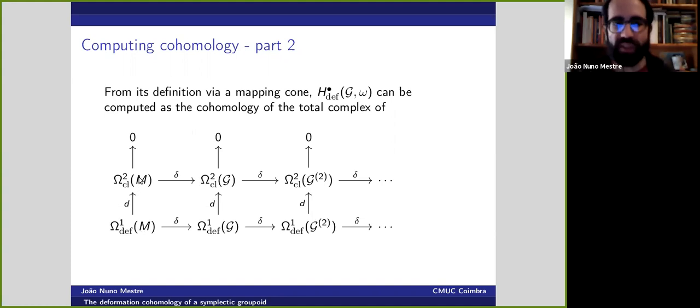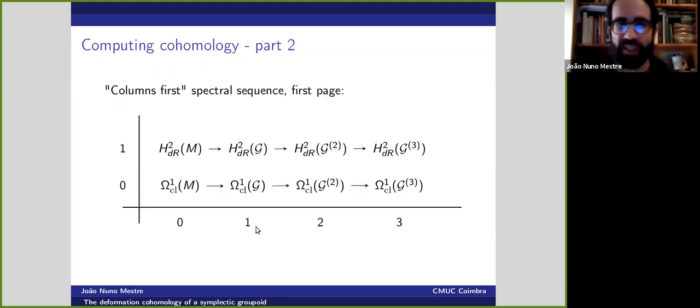Or we could take first the de Rham cohomology, and then simplicial cohomology, and then we may still have to compute something that goes a bit to the side and down, but in some cases we don't. And I'll show you one now, and this will be more or less towards the end of the talk. So let's do that. I want to do the columns first spectral sequence.